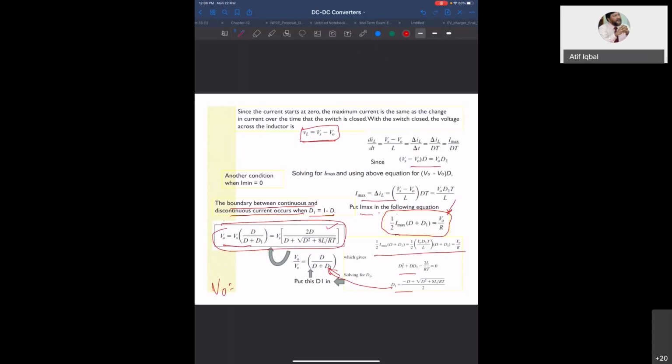So you see, in the continuous conduction, it was simple. This was only D into Vs, but now it is this. Okay. Any question here?